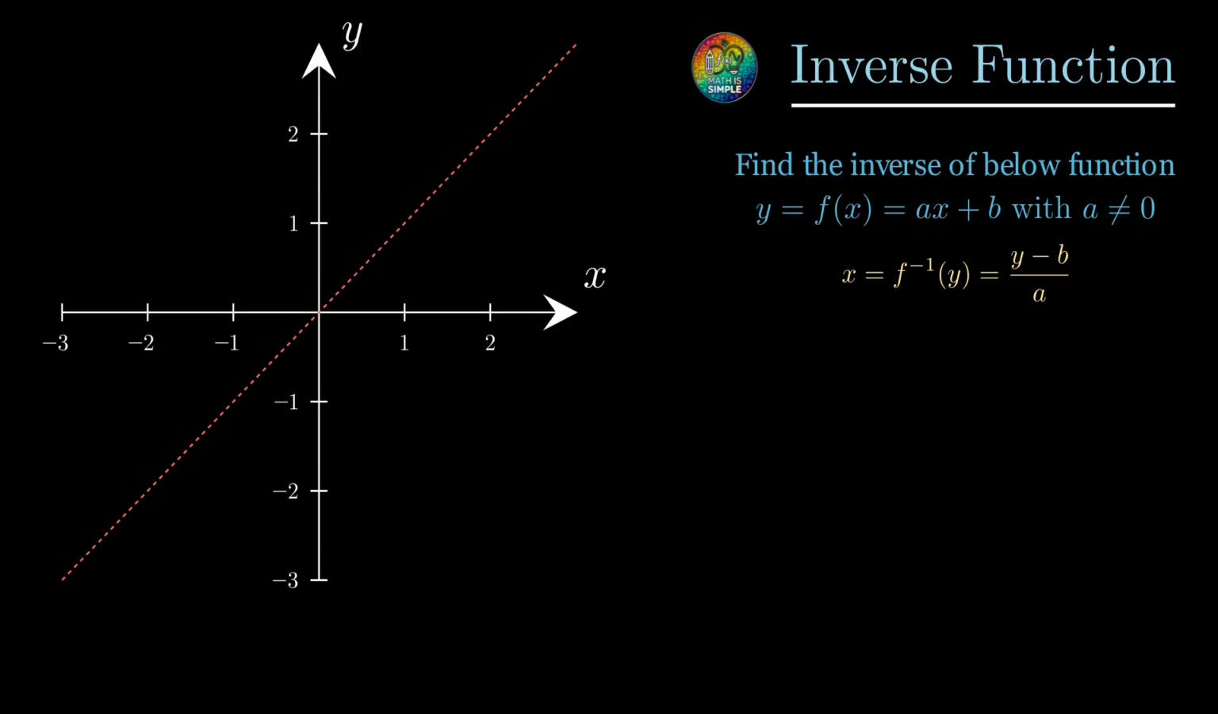By standard convention, we swap x and y, so our inverse function is expressed in terms of x. This leaves us with y equals x minus b over a. Since linear functions extend indefinitely in both directions, the domain and range for both f and f inverse cover all real numbers.